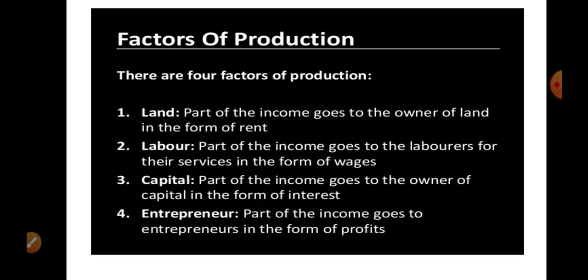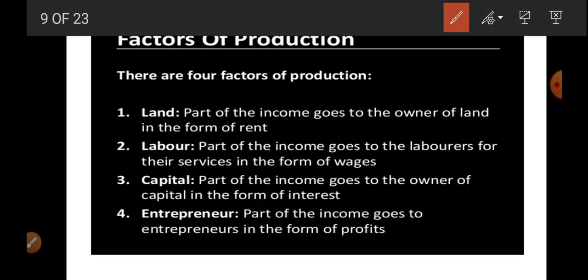Okay. Now, the four factors of production. We learned that distribution is related to the distribution of national income among the four factors of production. So, look, land, here is the detail. Land, as a part of income, goes to the owner of the land in the form of rent. So land gets rent in return when you give it to someone else to use.